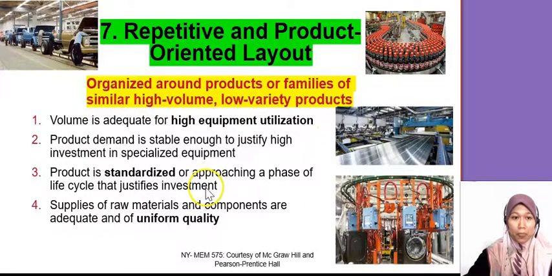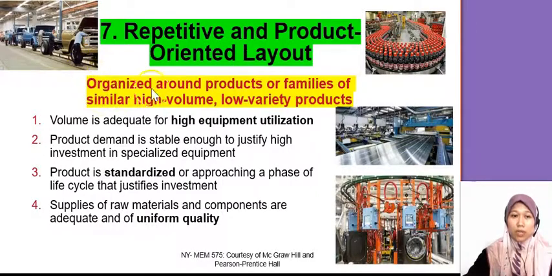Now we go to the last one, the repetitive and product oriented layout. This one is based on the product. Usually it involves products with high volume, for example this Coke bottle, and also automotive. This is for the metal sheet roll, and this is for the washing machine assembly. So this type we call a repetitive and product oriented layout.